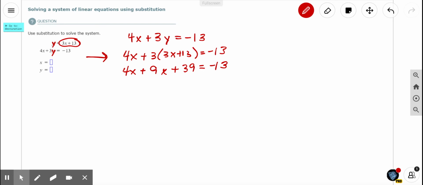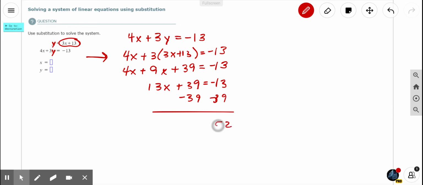13x, let me just keep going, plus 39 equals negative 13. Okay, we're going to subtract 39 from both sides. Draw a line if you decide to show your work. Negative 13 minus 39 is negative 52, so 13x equals negative 52, and x is equal to negative 4. All right, 13 goes into 52 4 times if you didn't know. You do know because you guys play cards, right? There's 52 cards in a deck and each suit has 13. All right, so now you find x.